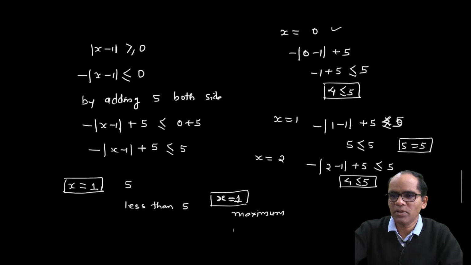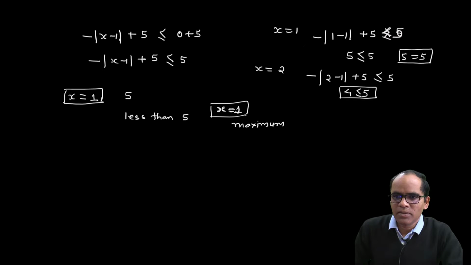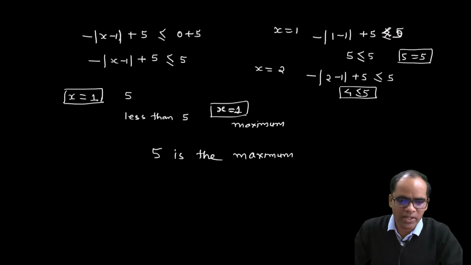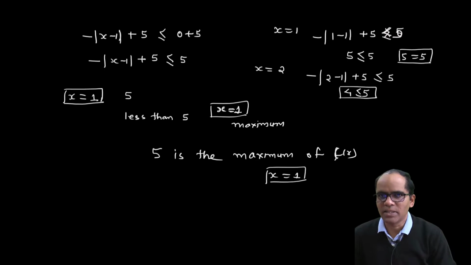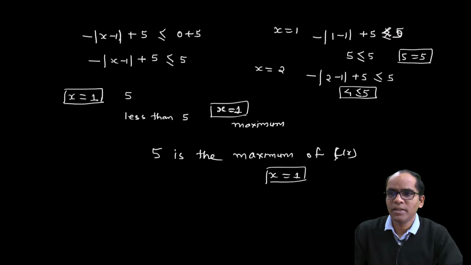So what will be the right answer? 5 is the maximum value of f of x, where x is equal to 1. Okay, like this you have to write down your answer. Understood? I hope you are getting it. And in this case, minimum value cannot be defined because x belongs to real numbers. So here we can find out only maximum value.